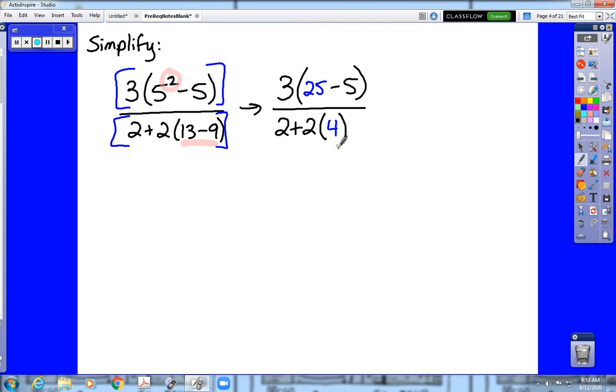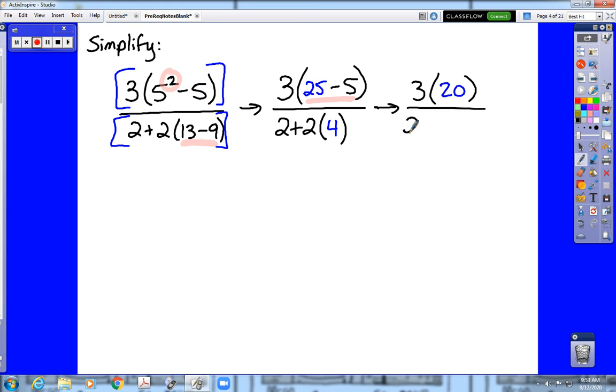So this is a good example here for what I'm talking about. This 2 parentheses 4, this no longer counts as parentheses. This is now considered multiplication. So our next step, we need to carry out the rest of the parentheses on top. So we would have 3, oops, I should switch to the pen tool, 3 times 20, because 25 minus 5 is 20.